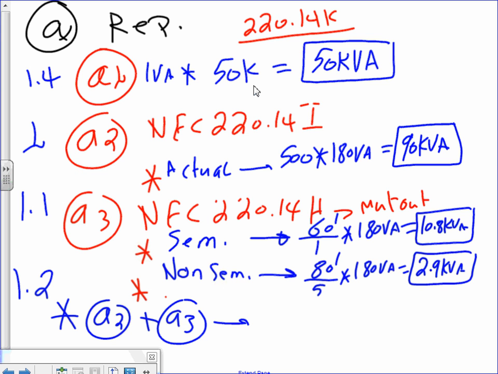It should say the non-simultaneously, 180 volt-amp for every 5 feet, the simultaneously 180 volt-amp for 1 foot. Highlight this one, please. So you don't think that Chad brought this info from his basement.